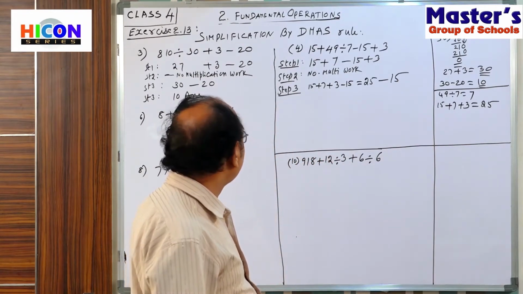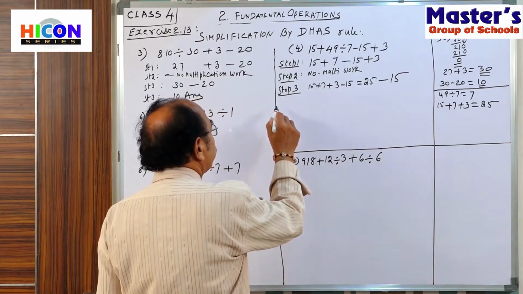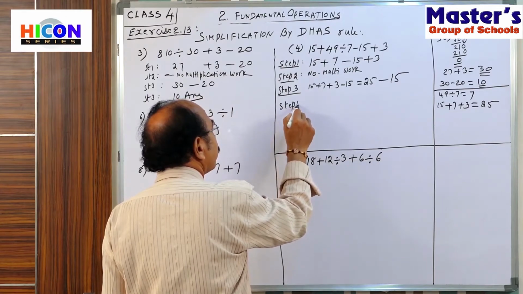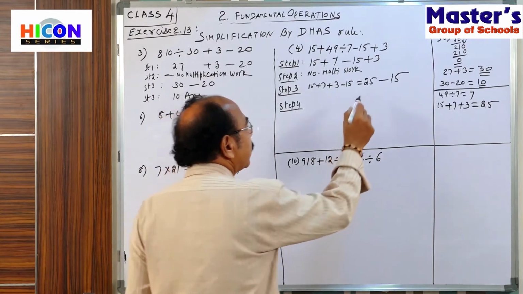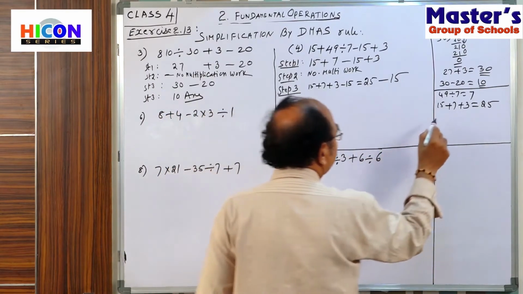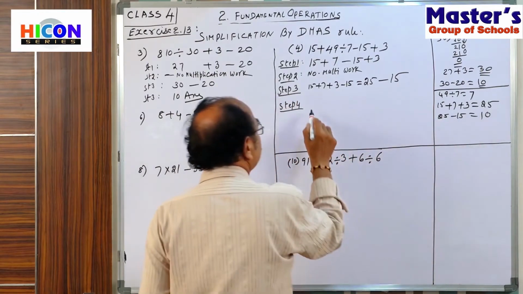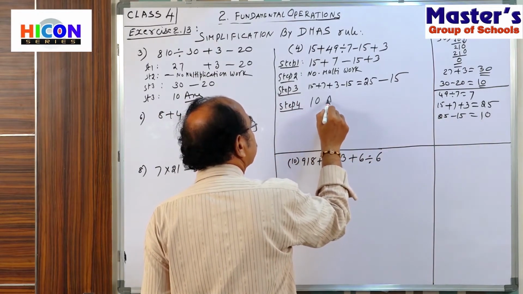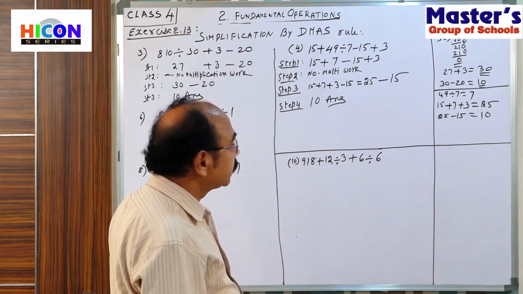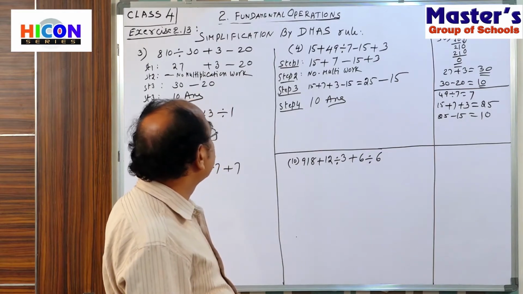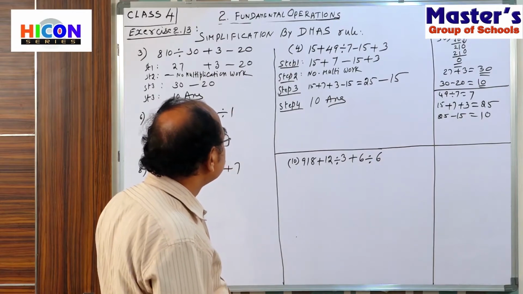Next we come to step 4, subtraction. So here 25 minus 15. How much is 25 minus 15? 10. So 10 is the answer. Like this. Okay children? Next.